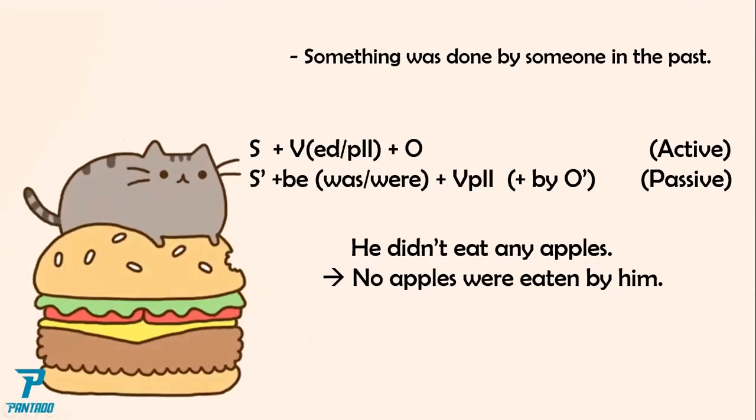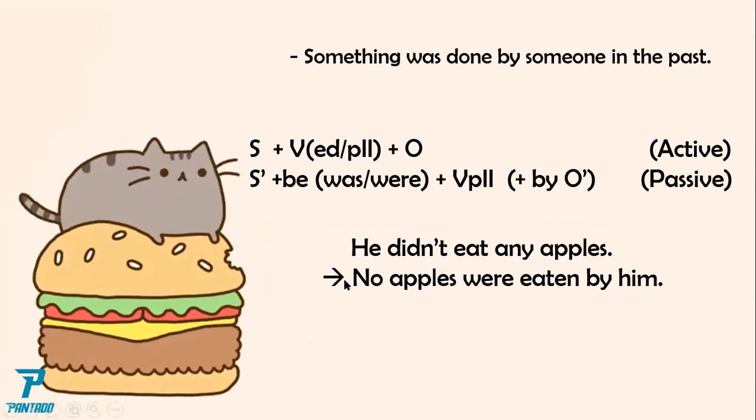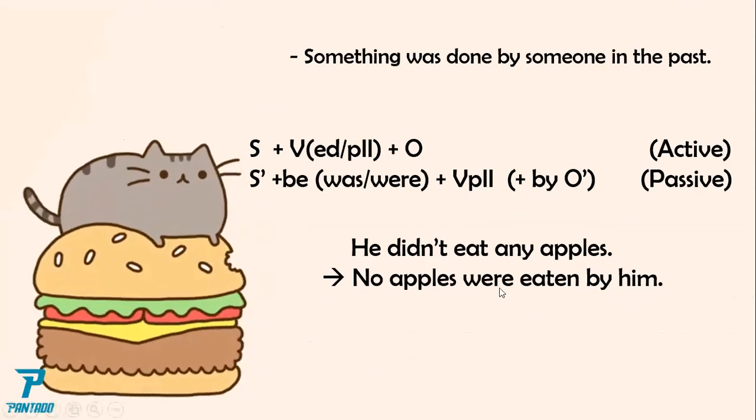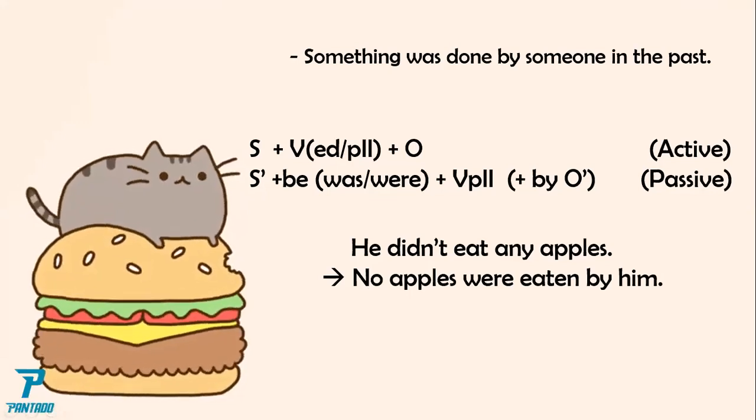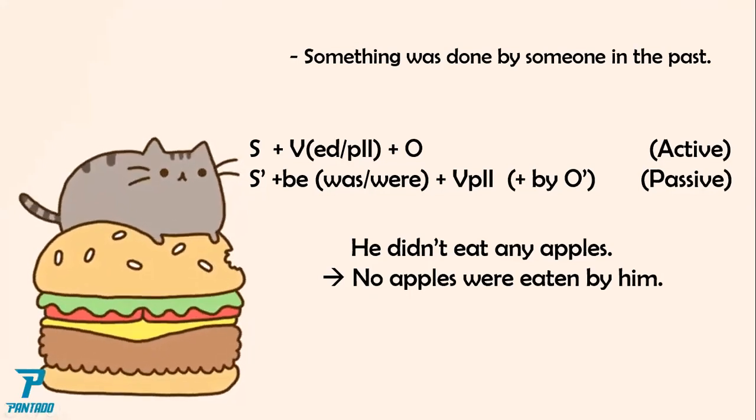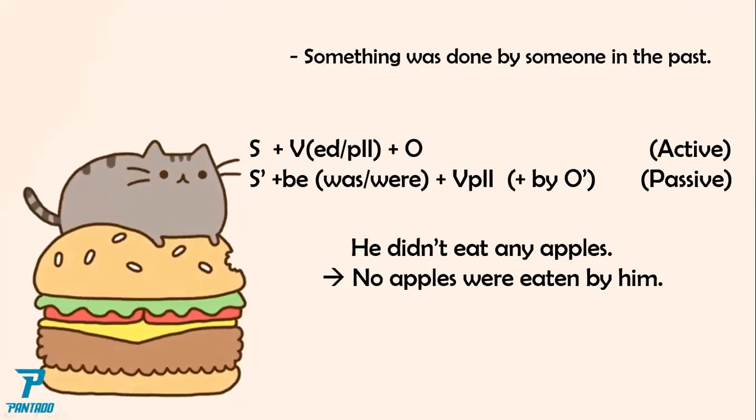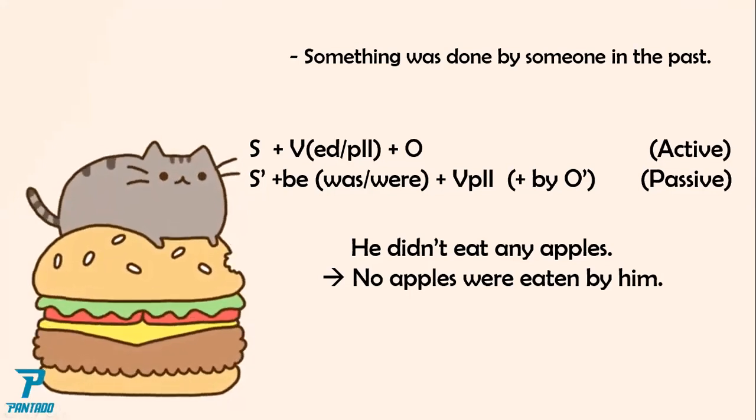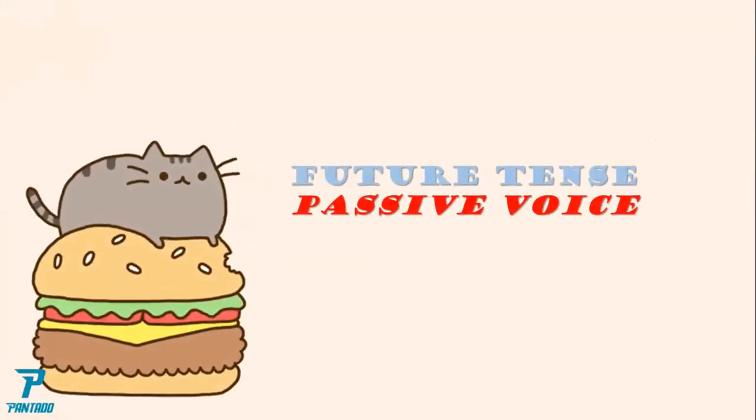Into the passive form? Except the answer on the screen, we have another way to change it. Do you know that? No? Yes, yes. Sorry. The apples weren't eaten by him. Yeah. Any apples weren't eaten. Yeah, I mean that.